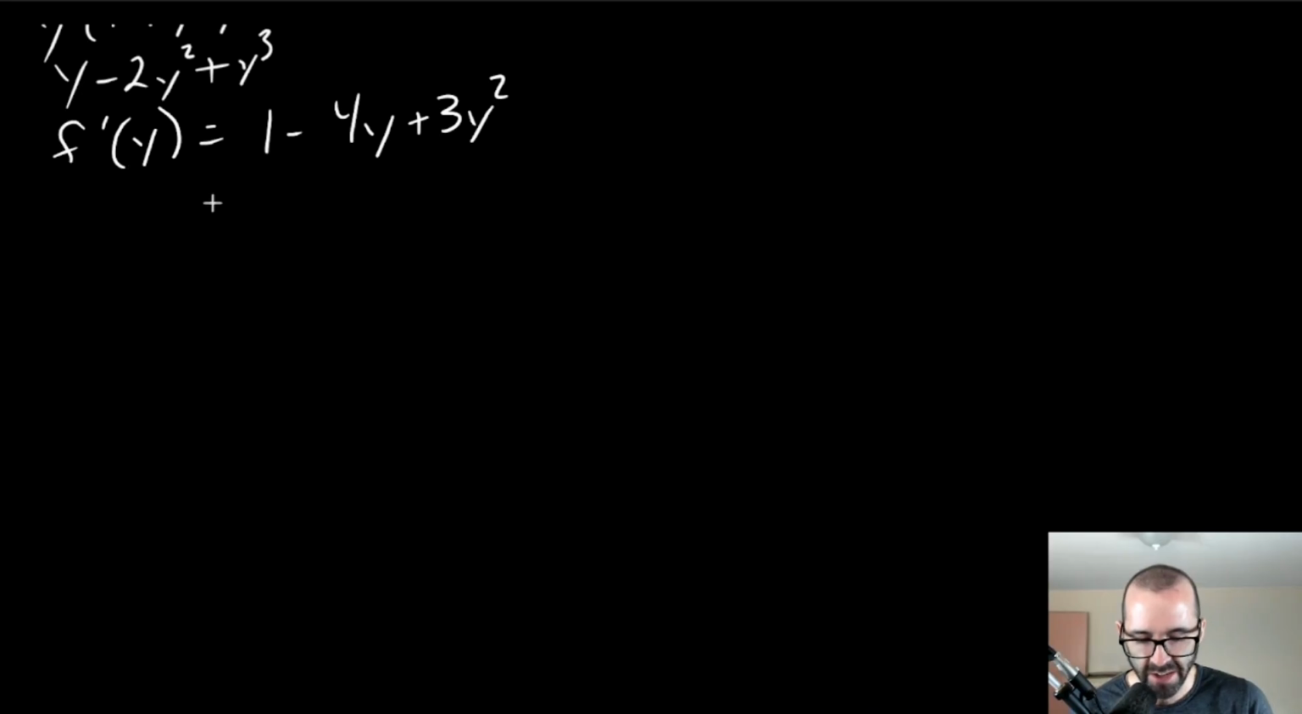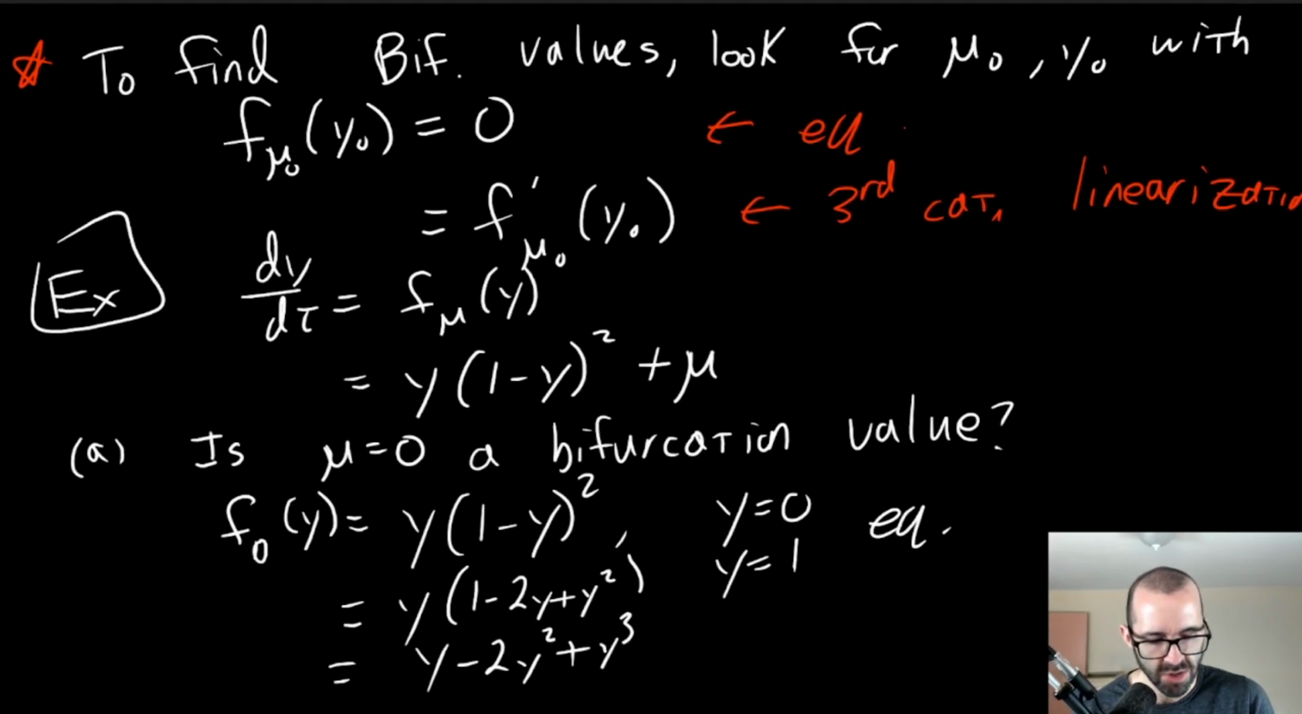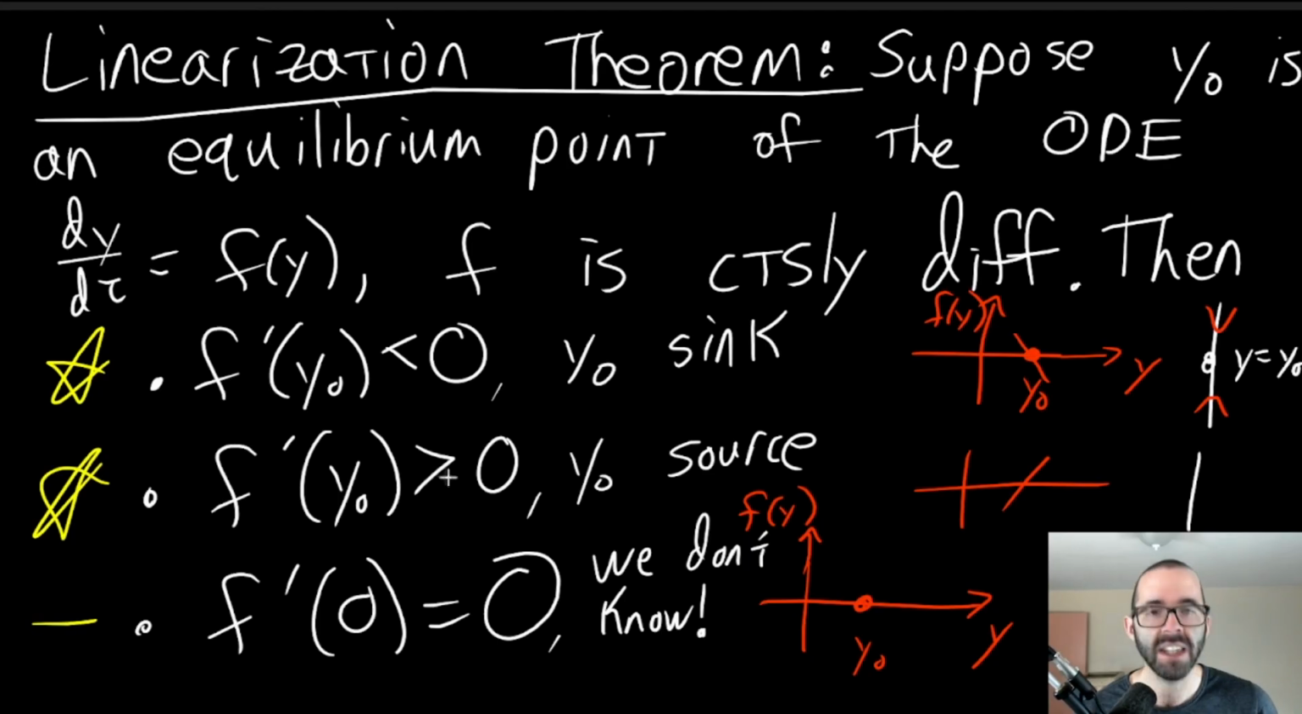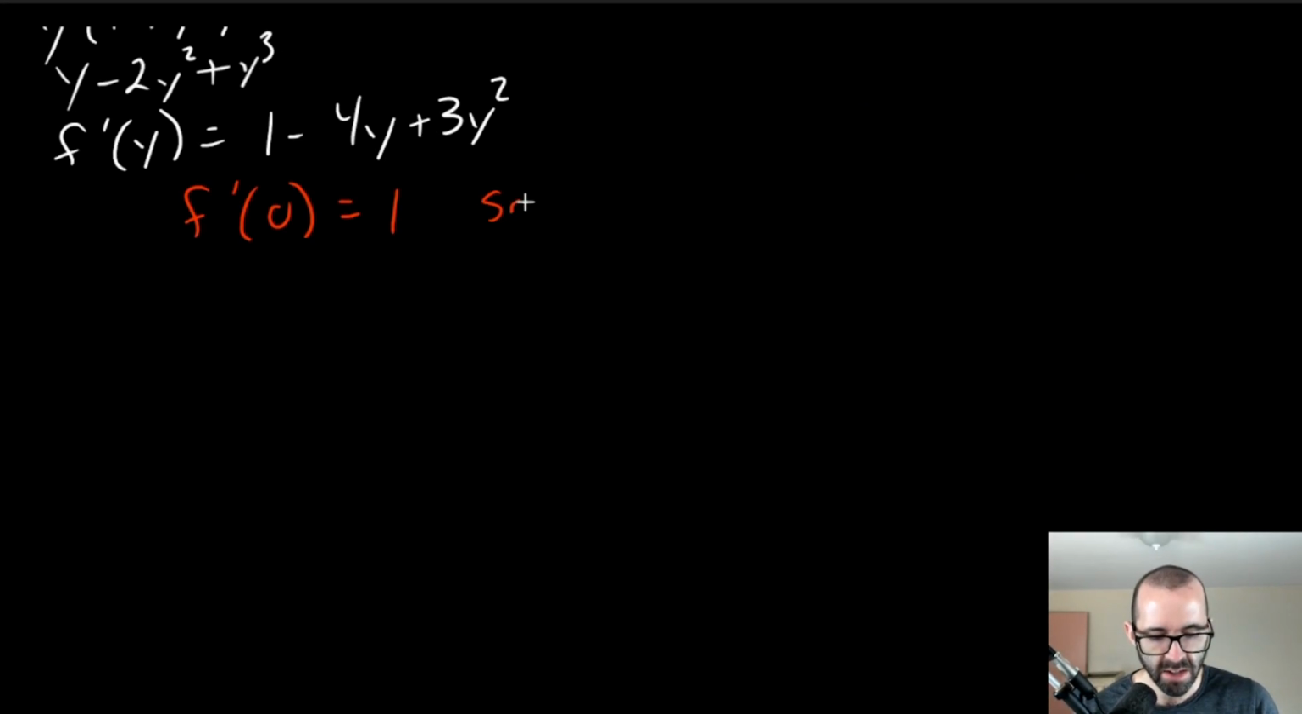Let's check those two values. So f prime at 0 is equal to 1. Okay, so let's check our linearization theorem. It's positive, so it's going to be a source. We know it's a source. And specifically, it's not 0, so we don't think anything funny is happening at this equilibrium at this parameter value.